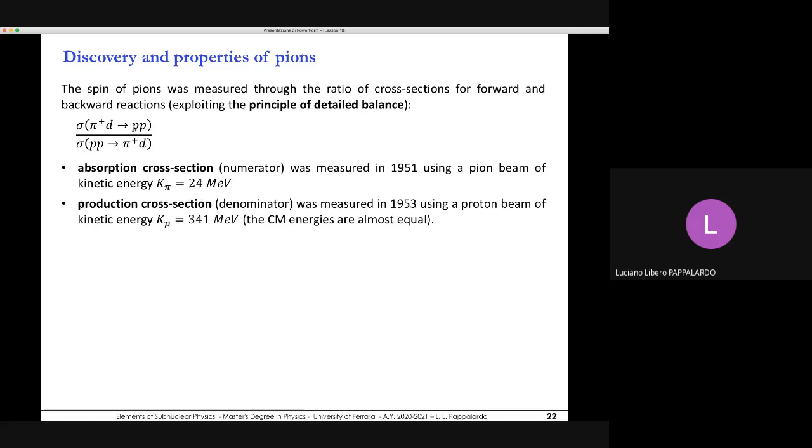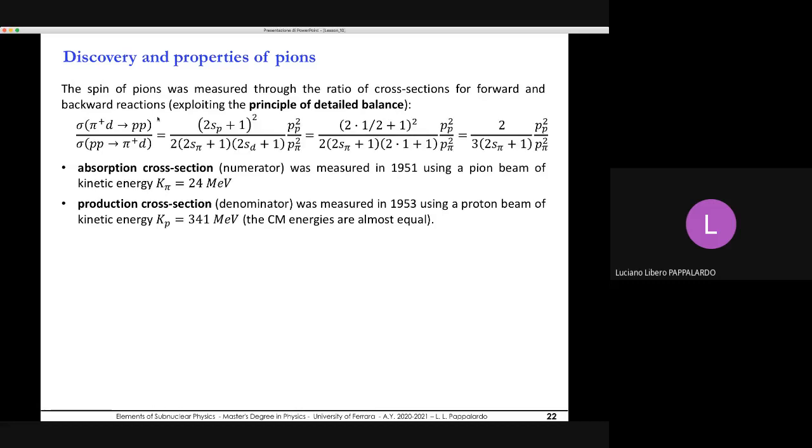So now we can write down the full expression of the cross-section, essentially the way we derived it starting from the Fermi golden rule, as you remember. But in the ratio, most of the terms cancel, including also the Mandelstam s, which is the center of mass energy, which is indeed almost equal for the two reactions. And what only remains in the ratio is the spin multiplicity for the proton, the pion, and the deuteron, and the ratio of the momenta of the final state particles.